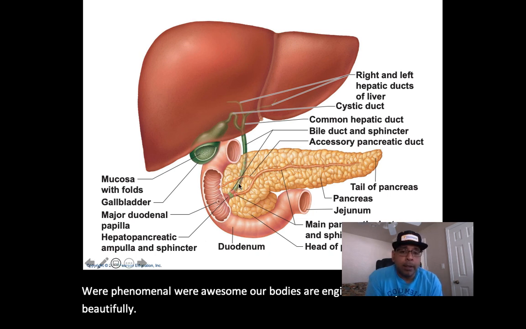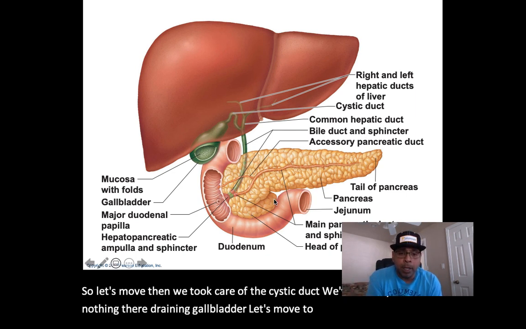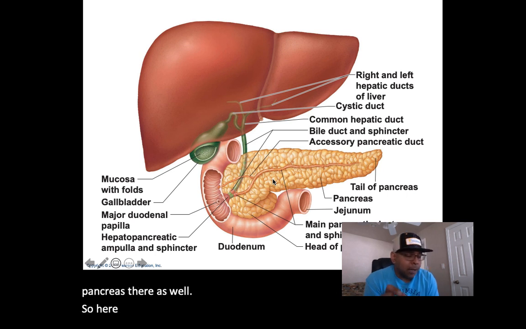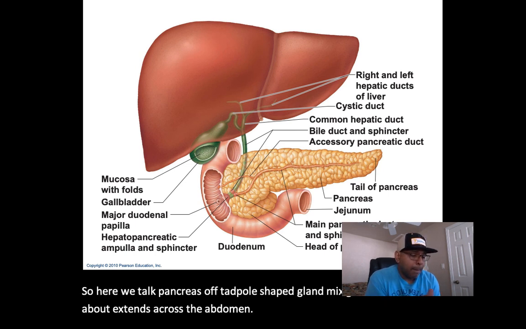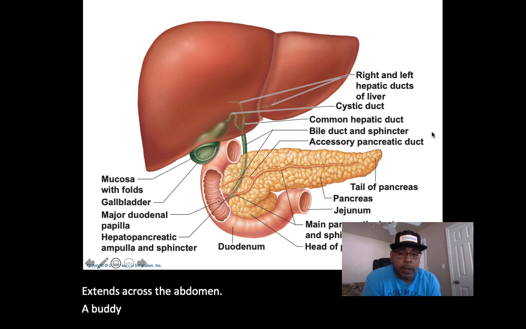So let's move on. We took care of the cystic duct. We've already seen that. Nothing there draining the gallbladder. Let's move to the pancreas then. Here you can appreciate this beautiful pancreas. I told you that you have to know annular pancreas as well. When we talk pancreas, it's a soft, tadpole-shaped, mixed gland we talked about, which extends across the abdomen, abutting the spleen. They say the tail tickles the spleen, basically.